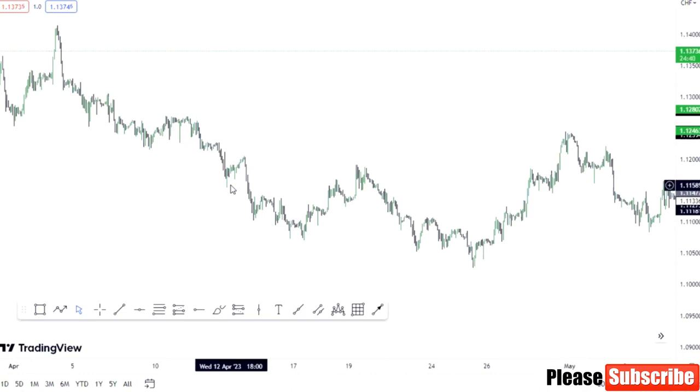So I want to give you guys one more example, and I want to pick a random pair. I'm thinking of the first pair that comes to my mind, and the first pair that comes to my mind is GBP NZD.